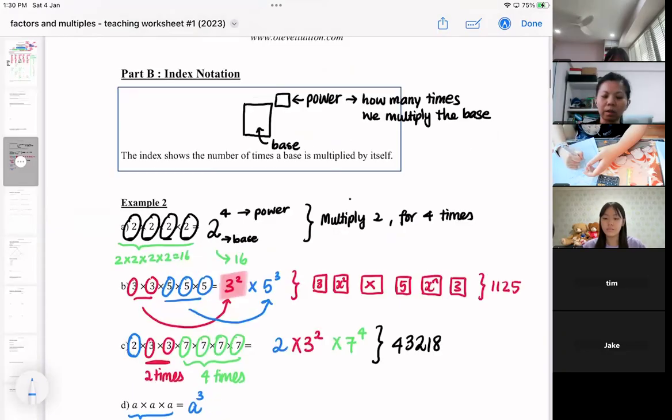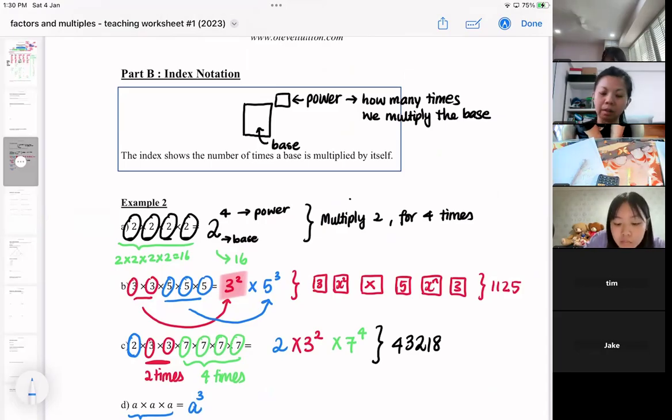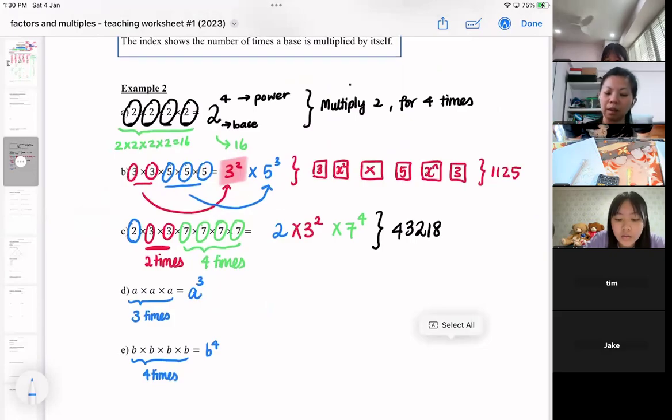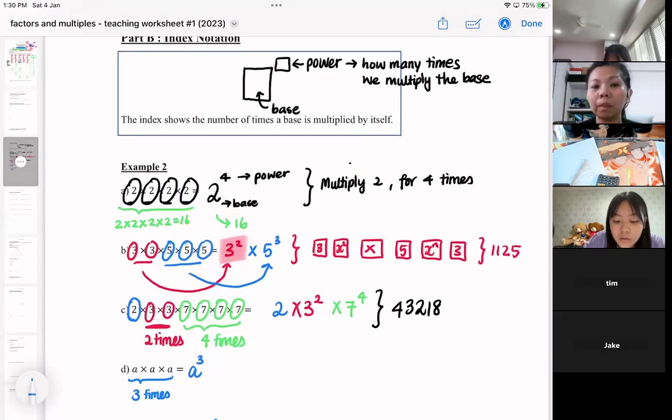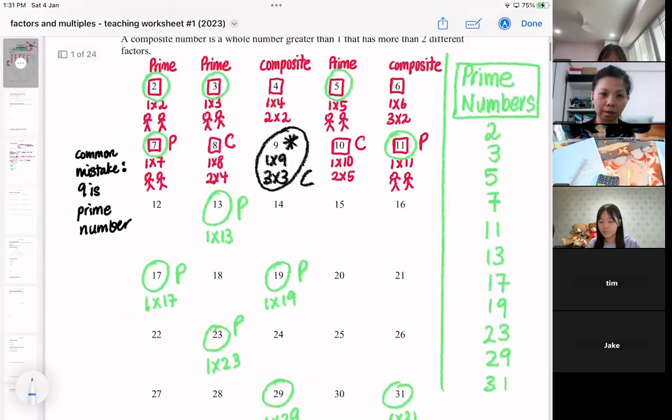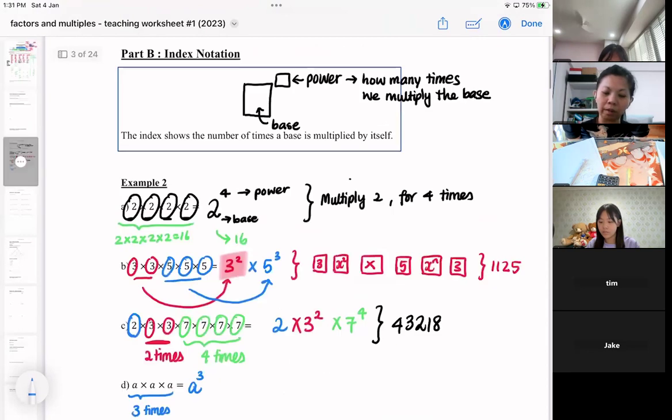Okay, so what is index notation? There's a little number on top, and it shows how many times you multiply the number. This is something important. You will need this idea so that your prime factorization can be done properly. By now, you will know what prime numbers are, and you will also have an idea of index notation with your power button. If you find that you eventually forget this part and you need the video for it, you can ask me for it. Okay, I'll pause the video first.